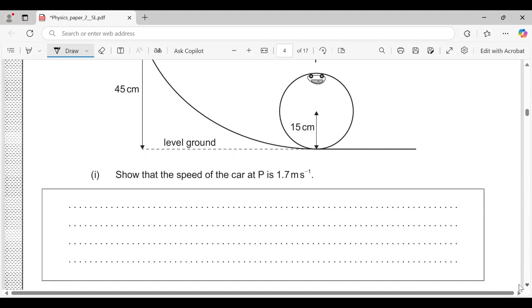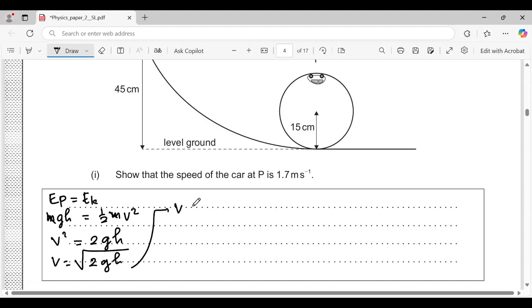Show that the speed of the car at P is 1.7 meters per second. I would like to start with this equation: at this position, the potential energy equals the kinetic energy, right? So potential energy is the product of mgh, and kinetic energy is 1/2 mv squared. If m divided by m equals 1, we can write that v squared equals 2 times g times h, or v equals the square root of 2gh.